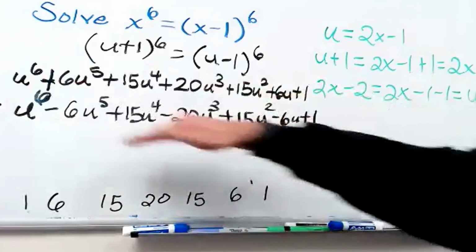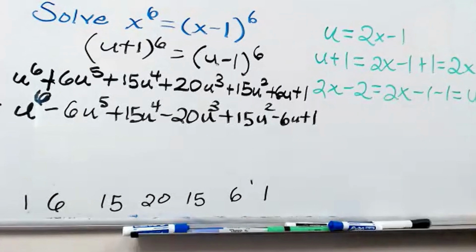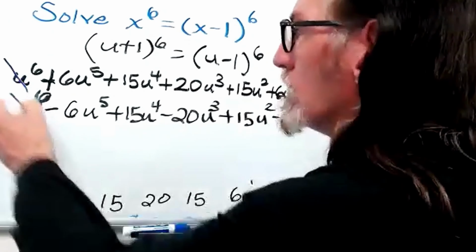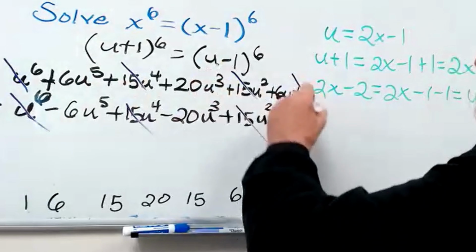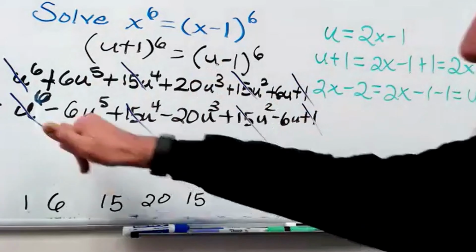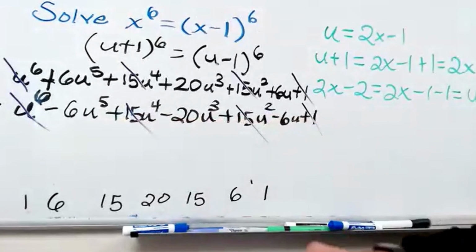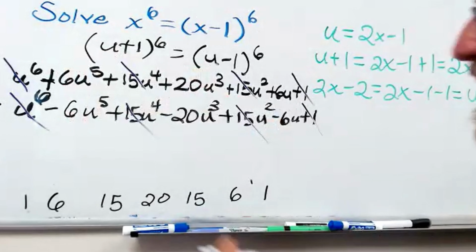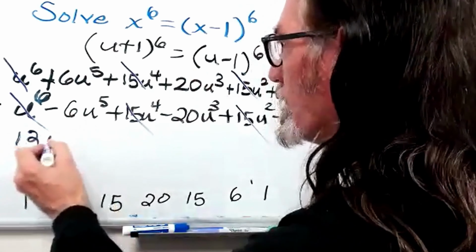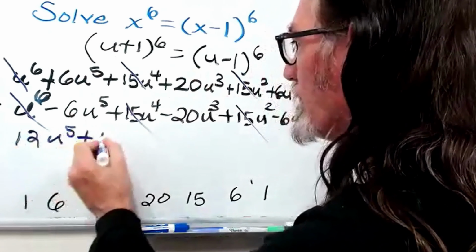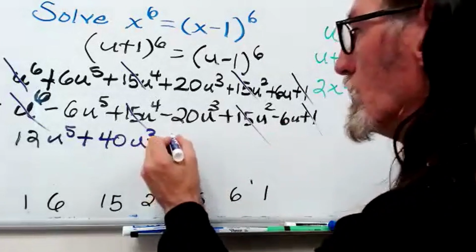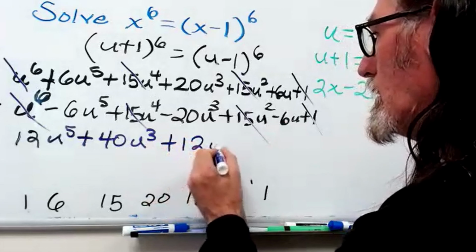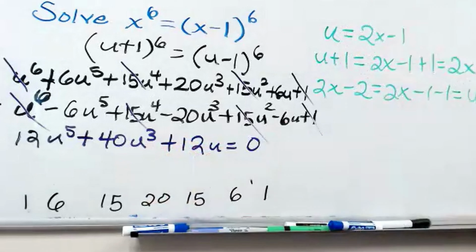Because this side is equal to this side, we're going to get a lot of cancellation wherever we had even powers of u. Then if I add all of these odd powers of u over to this side, we'll have 12u to the 5th plus 40u cubed plus 12u, and that would equal 0.